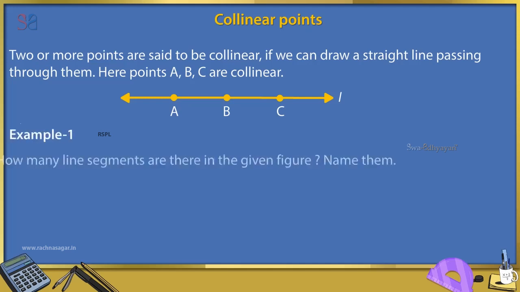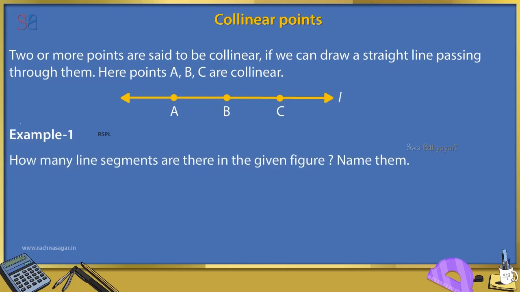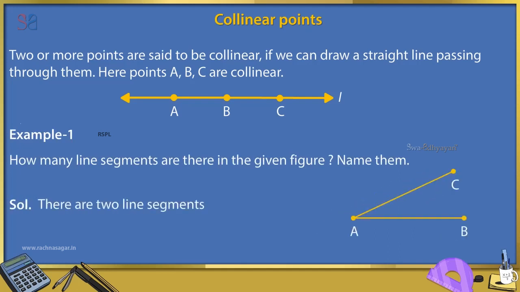Example 1. How many line segments are there in the given figure? Name them. Solution. There are two line segments, AB or BA and AC or CA.